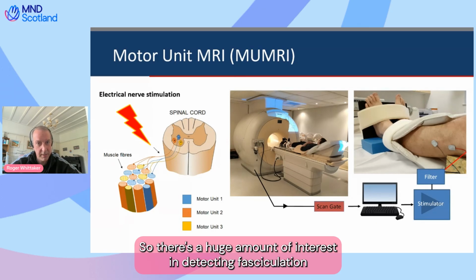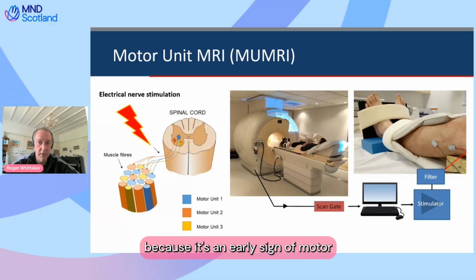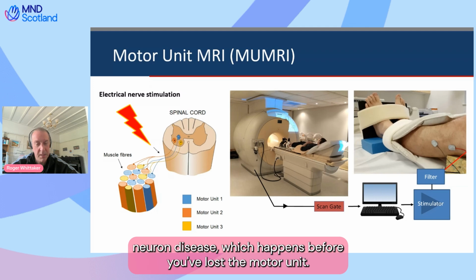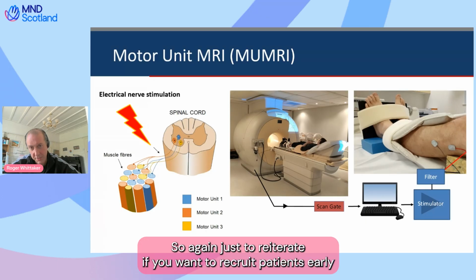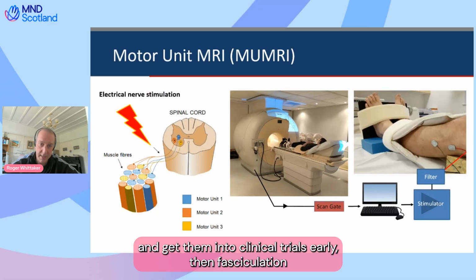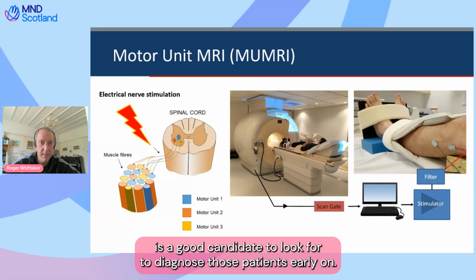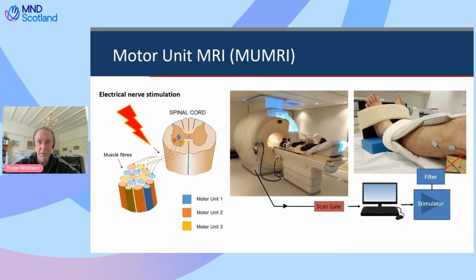So there's a huge amount of interest in detecting fasciculation because it's an early sign of motor neuron disease, which happens before you've lost the motor unit. So it means that it's potentially salvageable. Again, just to reiterate, if you want to recruit patients early and get them into clinical trials early, then fasciculation is a good candidate to look for to diagnose those patients early on.